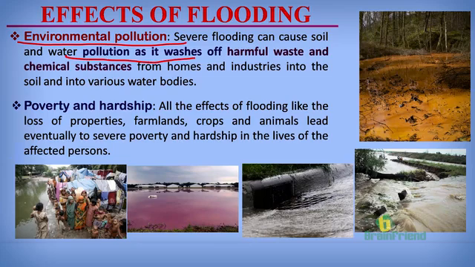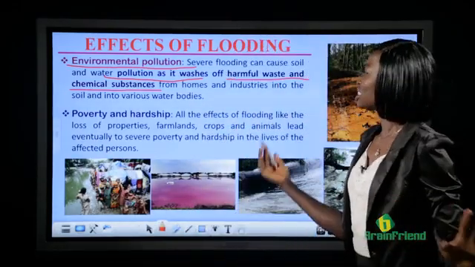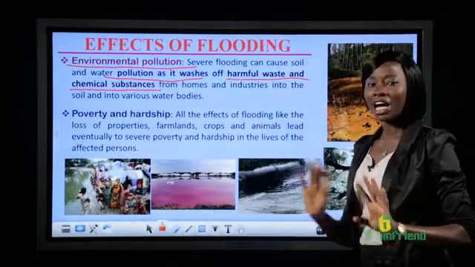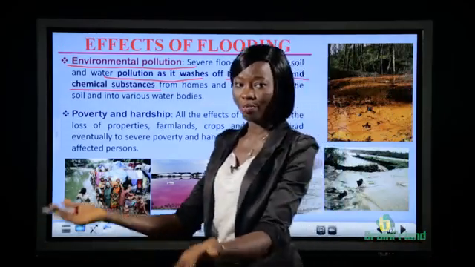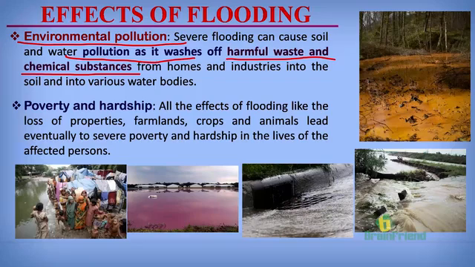washes off from various parts of a city or various parts of a town. It could carry along harmful waste substances and harmful chemical substances. It could go to industries and wash off their harmful chemical substances. Imagine sewage and all other kinds of harmful waste materials being washed off by flood into different areas. And as this happens, these could be washed off into the soil, into the water bodies. So even after the flooding may have taken place, you could find all of these water bodies highly polluted. So flooding could lead to environmental pollution.